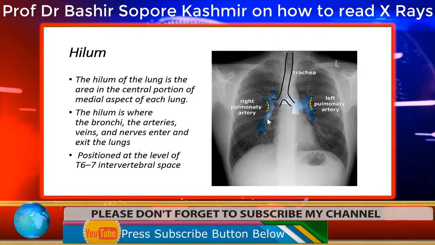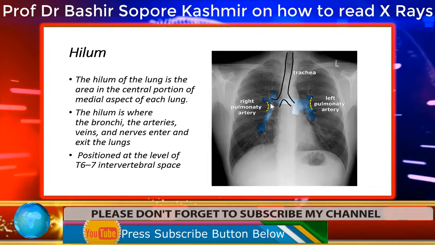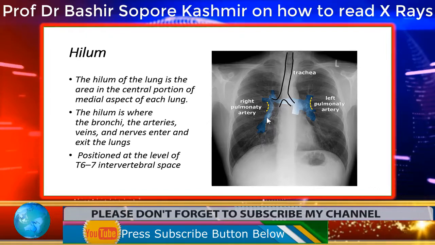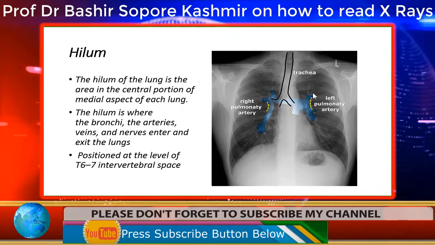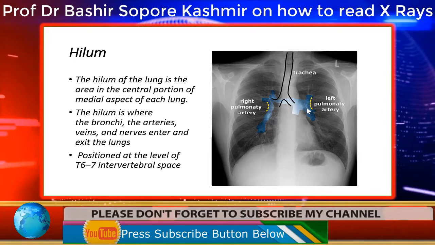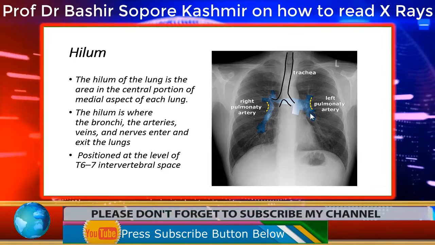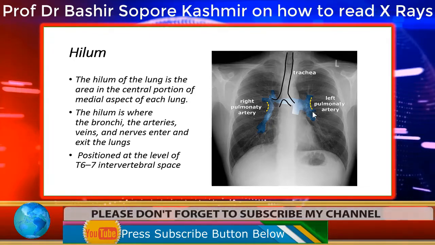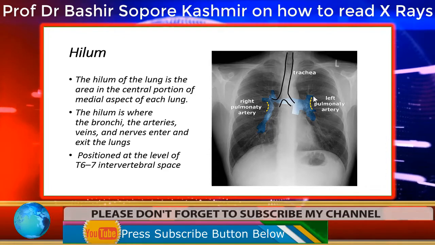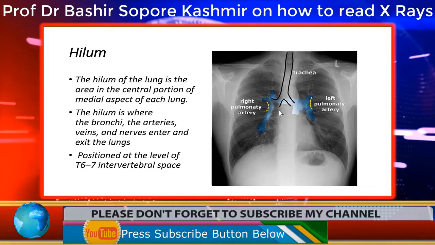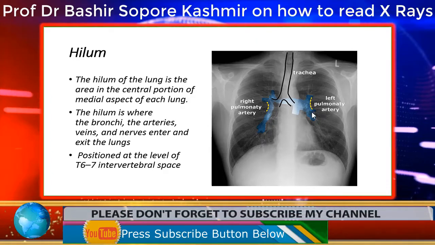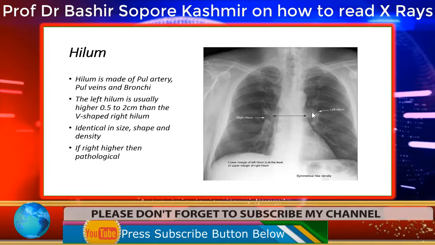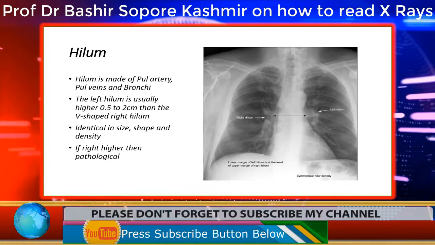Now if you look here, it is like a V shape. So it is the pulmonary artery going to the upper lobe, pulmonary artery going to the lower lobe. Here also it is V shape. The pulmonary artery going up and pulmonary artery going down, right? These are the branches of the main pulmonary artery. So the hilum of the right as well as left are V shaped. As I said, the hilum is made up of pulmonary artery, pulmonary veins and bronchi.